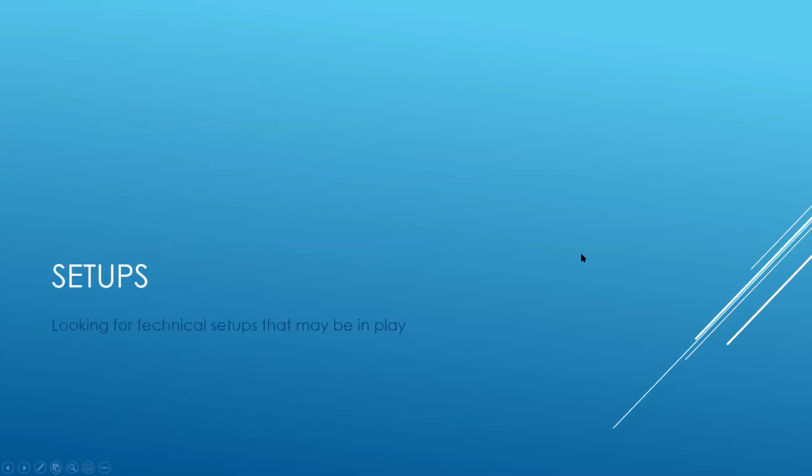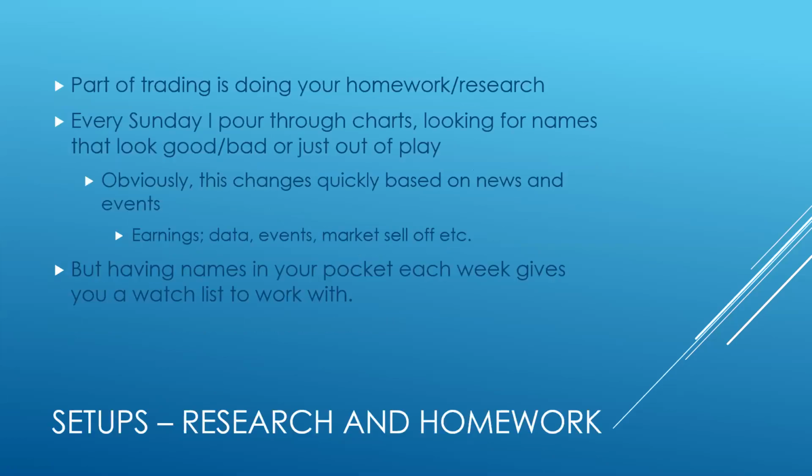So the next area I want to talk to you guys about is setups. Setups is looking for technical setups that may be in play. And for me, this is a big part of what I do on a weekly basis. Part of trading is to do your homework. And what that means is you have to take the time, do your research, know what's going on in the markets, know what's going on in the names you want to play, and also look at charts and decide how this name is behaving and where it is at.